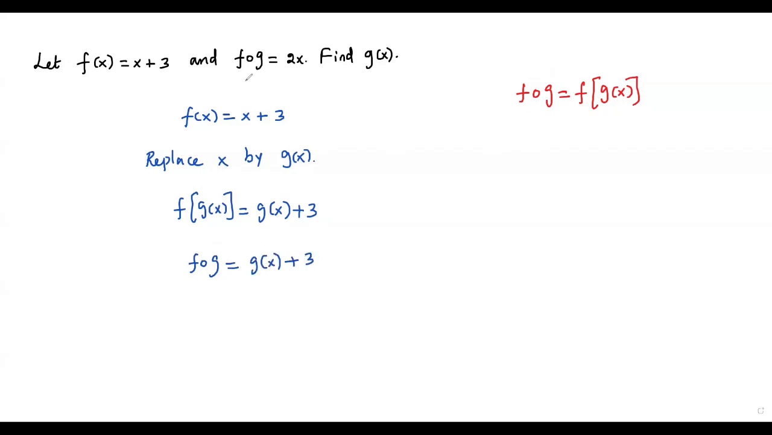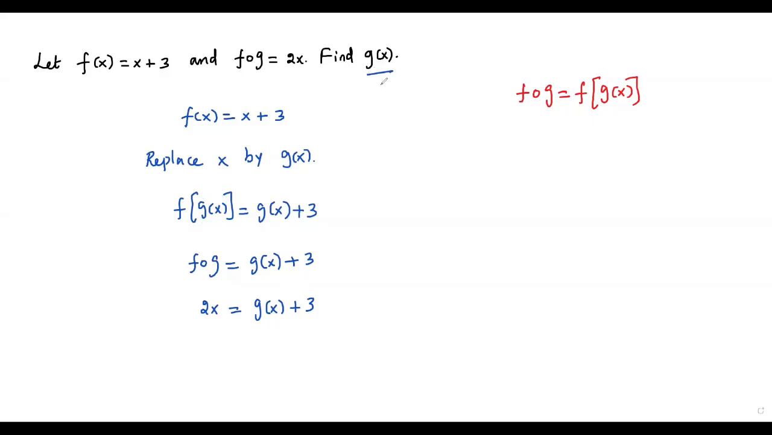In the question we have the stuff which is equivalent to f∘g, that is 2x. So what we can do is plug in this 2x for this f∘g. Let me plug in. So 2x equals g(x) + 3. Our aim is to find the inside function in the composition of two functions. So g(x) is inside.